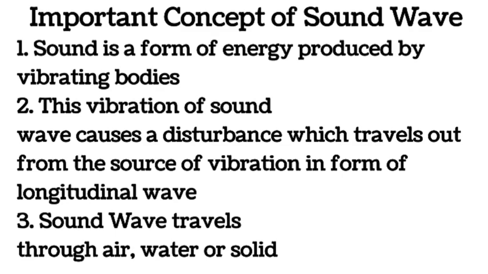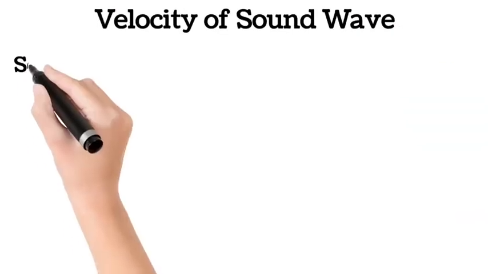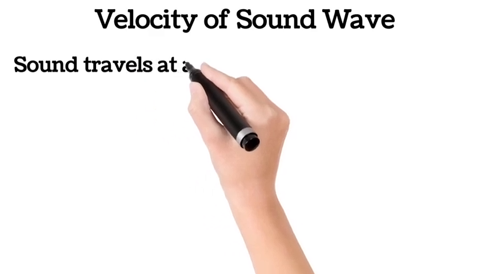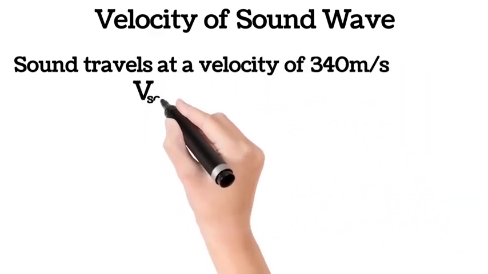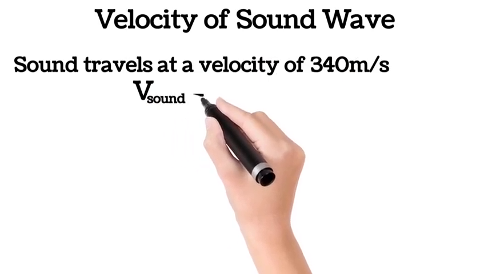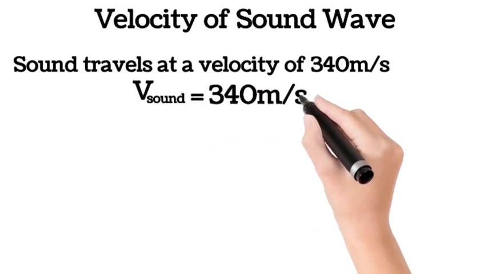Now, for sound to travel, meaning they have a velocity. So let's look at velocity of sound waves. Sound travels at a velocity of 340 meter per second. So we have V sound equals 340 meter per second.